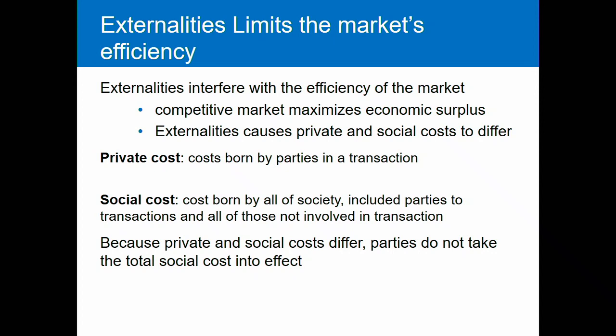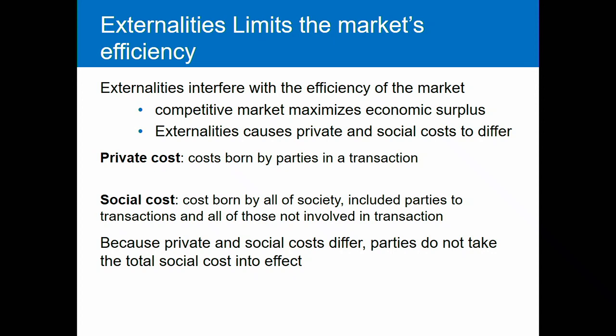So externalities, like I said, interfere with the efficiency of the market. Competitive markets, when there are no externalities, maximize economic surplus: consumers as well off as possible, producers as well off as possible. But when externalities are present, the private and the social costs differ, or the private and the social benefits differ. So consumers and producers aren't taking this into account when deciding what level of production to do, or what level of purchasing to do.